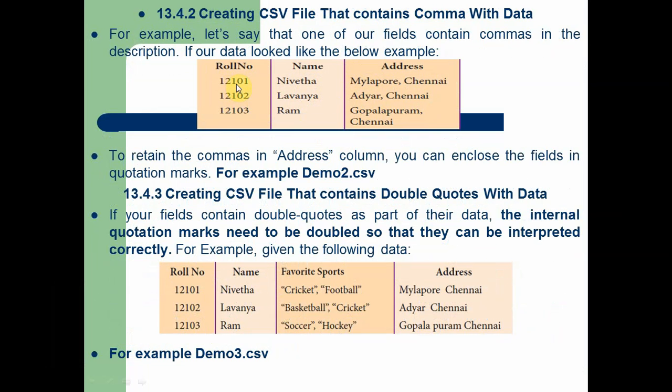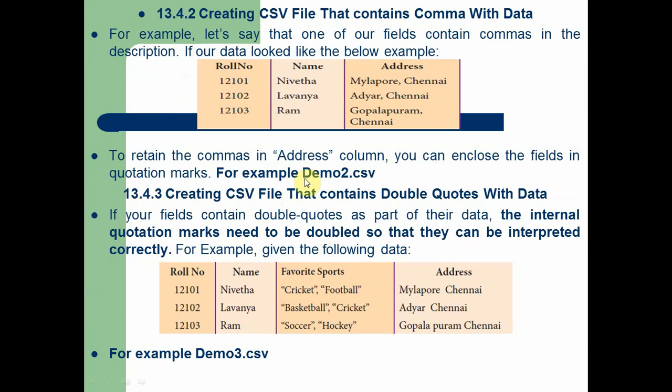For example, 12101 has no comma, Nivedita has no comma, but in the address you can see Mylapore, Chennai. Actually we use commas for separating data, but the data itself contains a comma. This is the problem. See the topic, creating a CSV file with data that contains commas. In the same way, the address Adayar, Chennai; Gopalapuram, Chennai. This is a single data item, but it contains a comma. How can we handle this type of data in a CSV file?